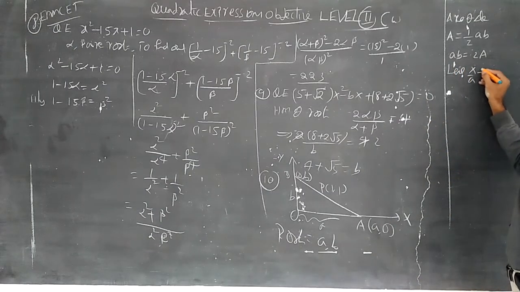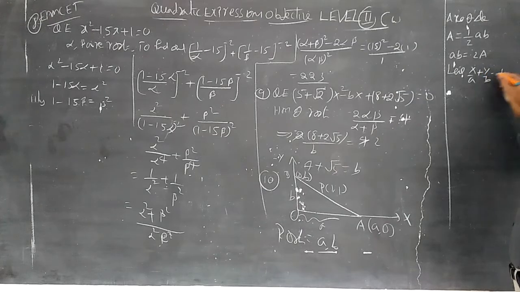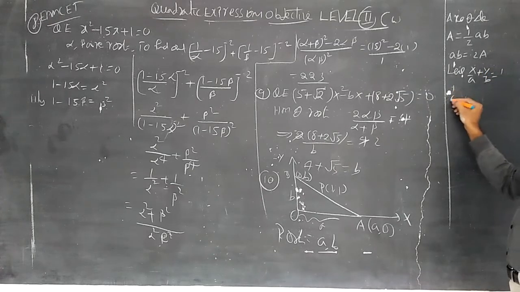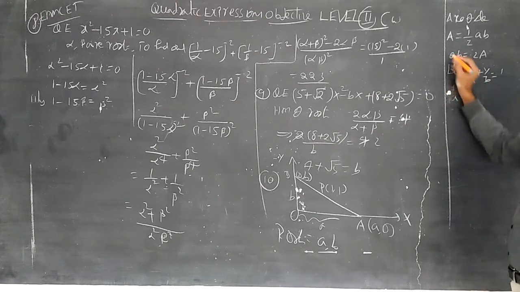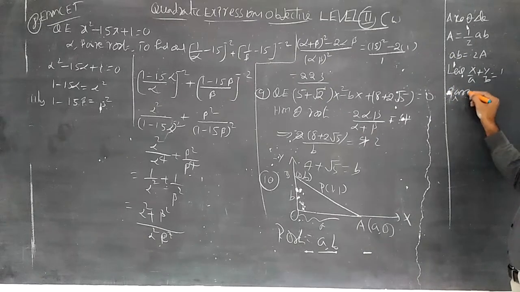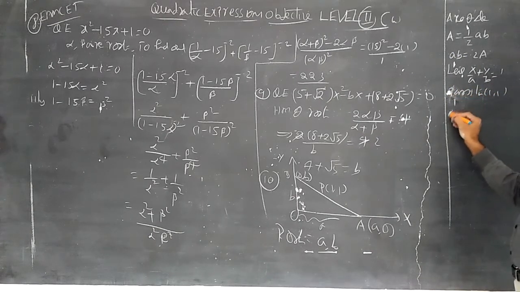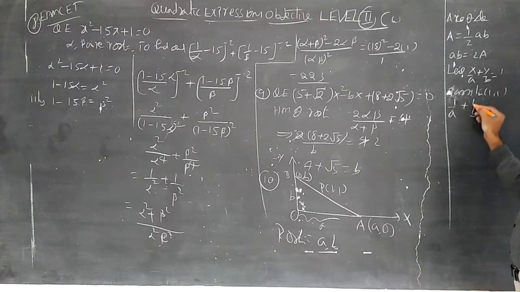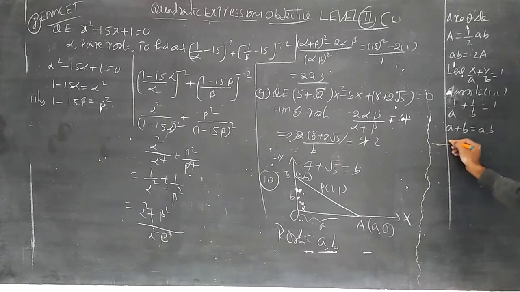Line equation x by a plus y by b equal to 1. Put here 1, 1, the line passing through 1, 1. So 1 by a plus 1 by b equal to 1. You can understand a plus b is equal to ab. That implies a plus b also 2a you can write.